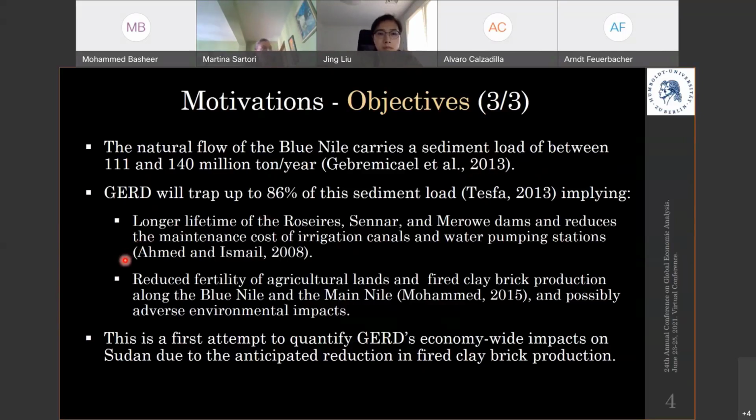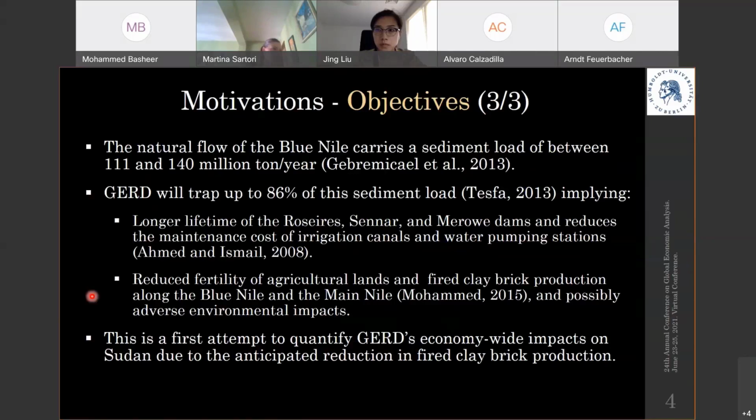That has a few implications, some of them positive and some of them negative. On the positive side, this reduction of sediment is going to increase the lifetime of the reservoirs downstream, because if you have less sedimentation in downstream reservoirs, they can be operated for a longer duration. The reduction in sediment will also reduce the cost of maintaining irrigation canals and pumping stations and so on.